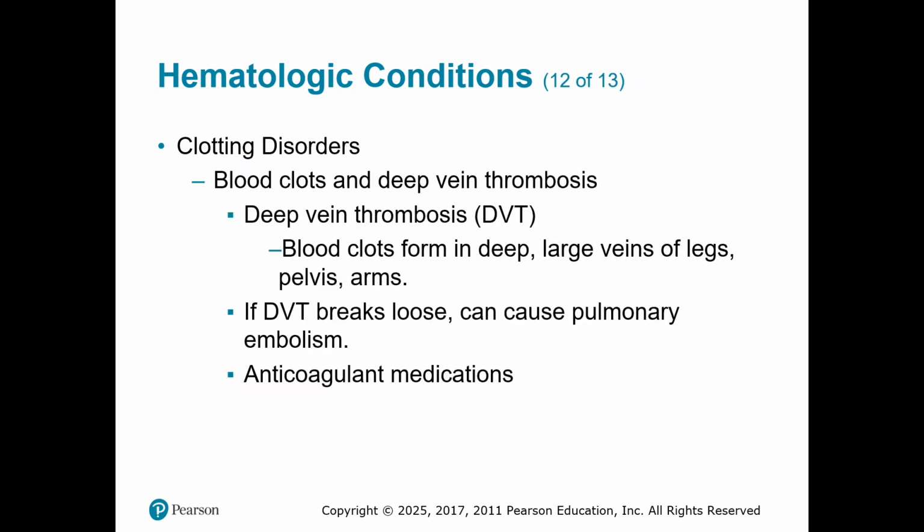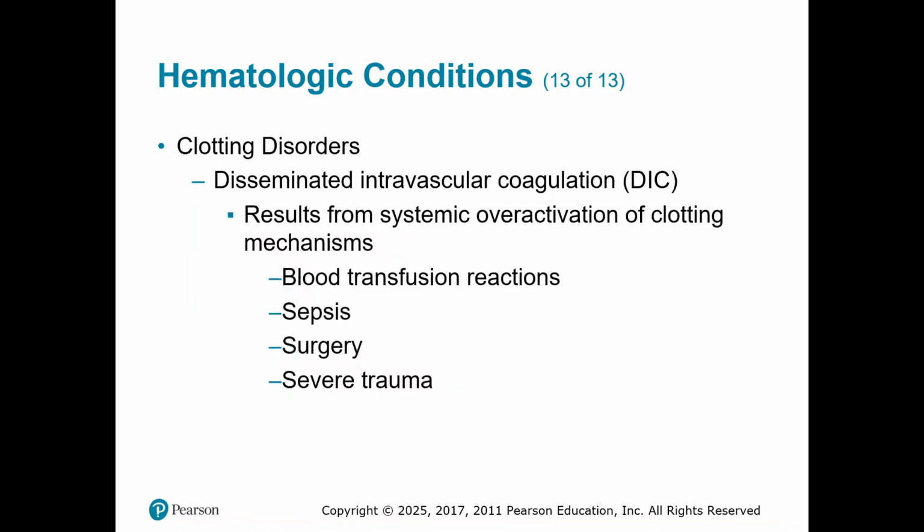Blood clots and deep vein thrombosis, or DVT. These blood clots form in a deep, large vein of the leg, pelvis, or arm. And if that DVT breaks or loosens, it can cause a pulmonary embolism. They have to receive anticoagulant medications like heparin. So DIC, you need to know what this is. You need to know what it means. It results from systemic overactivation of clotting mechanisms. And this can happen through blood transfusion reactions, sepsis, surgery, or severe trauma.